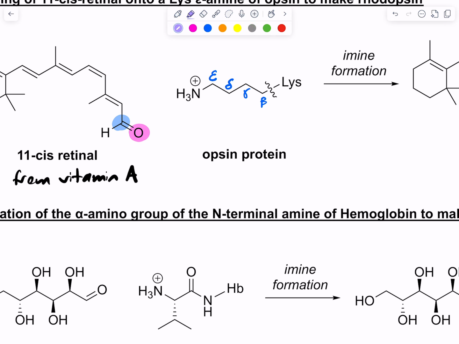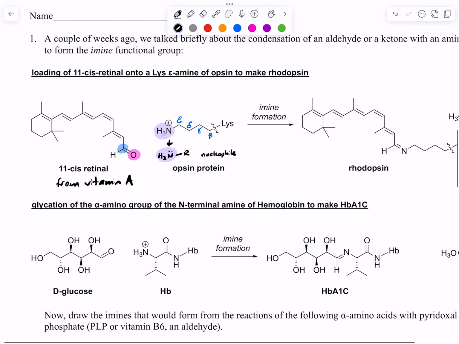In any case, this is the epsilon amino group from the protein opsin. It's currently in its ammonium form. It's going to need to become the neutral amino form. It probably could get deprotonated by an enzyme, or deprotonated by solvent, by water, to become nucleophilic. This is the nucleophile. I'm not really worried about whether you know the mechanism for imine formation. I think it's in your mechanism handout, but it's complicated enough that I'm not going to ask you questions about the mechanism of imine formation.